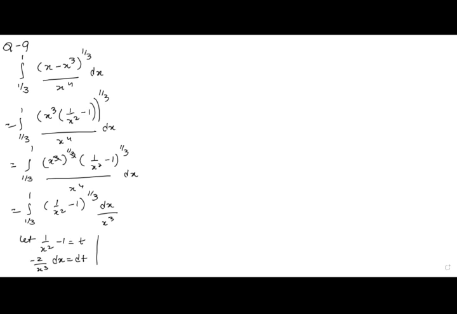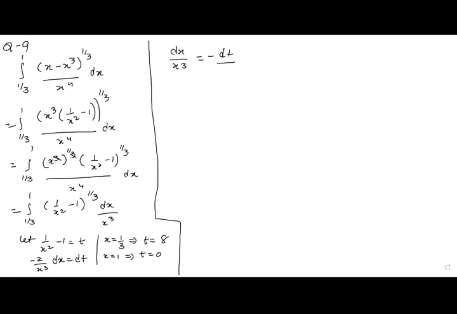And if I keep the value of x as 1 by 3, I will get the value of t as 1 by 3 whole square, that is 1 by 9, so 9 will go up. 9 minus 1, I will get the value of t as 8. And if I keep the value of x as 1, I will get the value of t as 0. Again, how to simplify this? I want just dx upon x cube. So I can write this as minus dt upon 2.